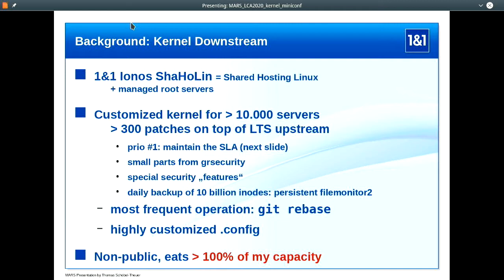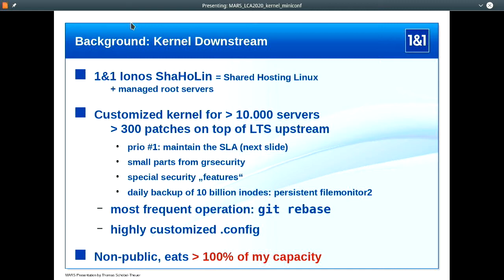What I'm doing is rather similar to the Debian development model. It's like Quilt or a patch stack on top of an upstream kernel, so my most frequent operation is git rebase, of course. At the moment I have around 360 patches, excluding Mars. Mars is on top of all of it. Then there are several problems to be solved downstream. Priority number one is to maintain the SLA. It's 99.98, almost four nines, end to end. I will explain it on the next slide.